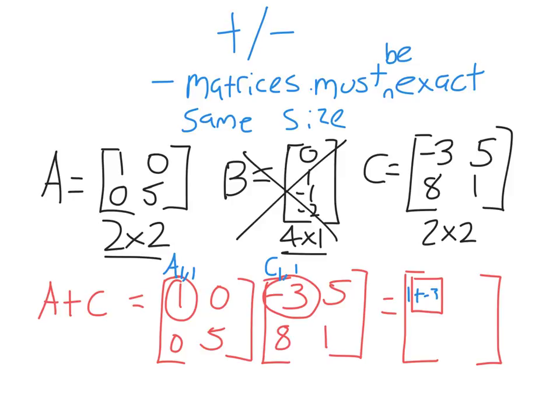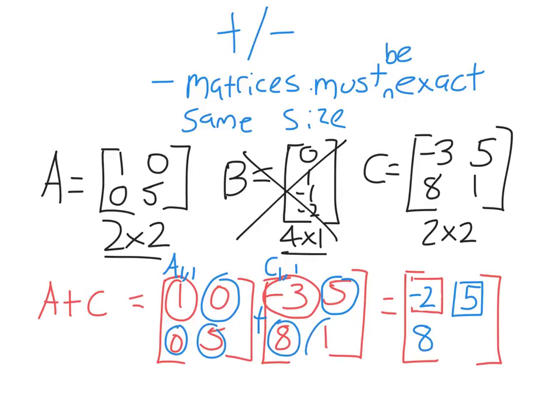Now, as you probably know, 1 plus negative 3 is, of course, just negative 2. So then I just put a negative 2 there. So I do the same. The entry that goes here is going to be A12, so the entry in row 1, column 2, plus the entry in row 1, column 2 of matrix C. Sorry, there should have been a plus between them. So 0 plus 5, of course, gives me 5. Then 0 plus 8 gives me 8. And then 5 plus 1 gives me 6.